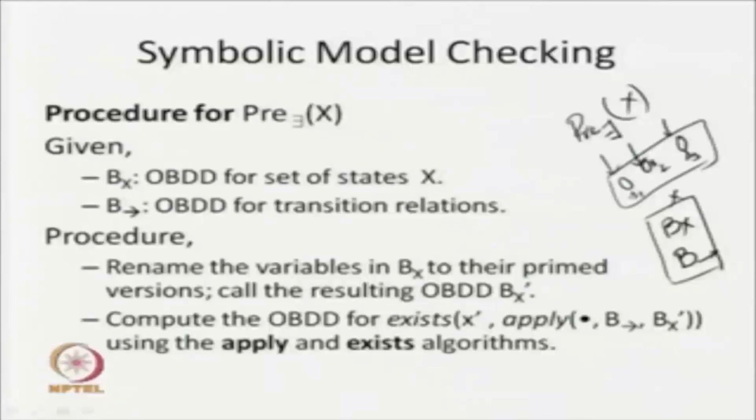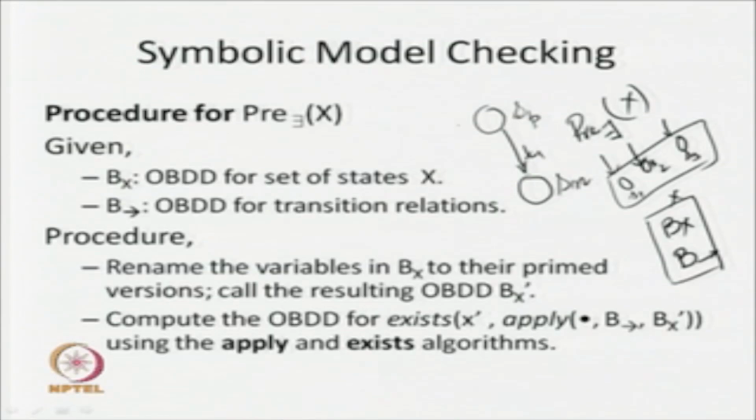As per the procedure, we rename the variables in Bx to their primed versions, and we call the resulting OBDD Bx prime. What is the primed version of a variable? We have already seen that to represent a transition system, we need two sets of variables to represent the transitions. Say I have a transition from Sp to Sn, where Sp is my present or current state and Sn is the next state of this transition, say T1. This transition is represented by an ordered pair of two states.